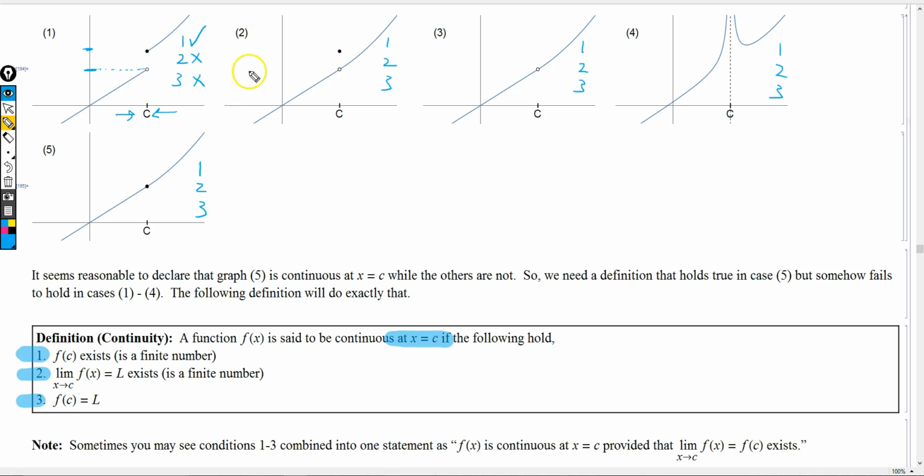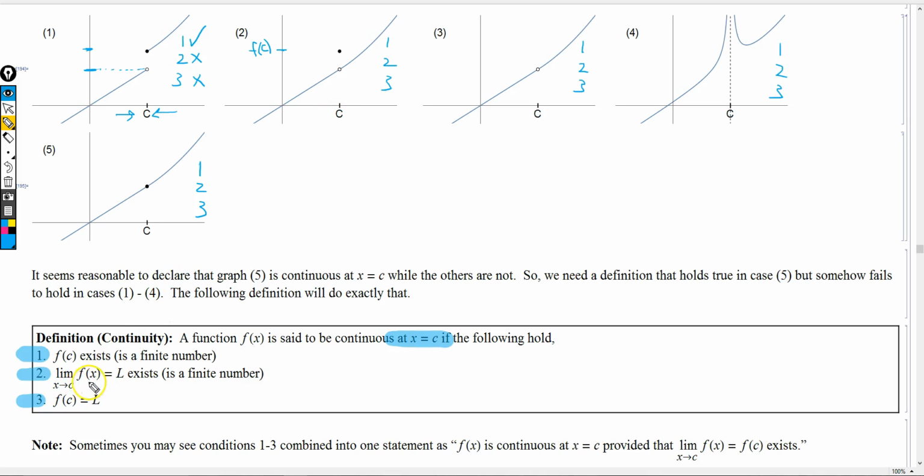All right. Number 2, f of c, yes, it does exist. It is whatever that number right there is. That is f of c right there on the y-axis if we move over.